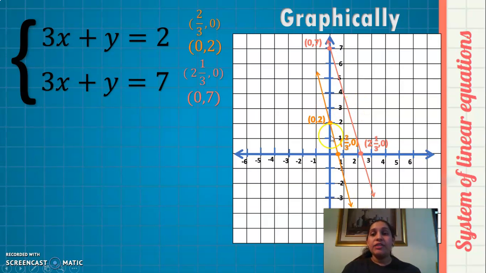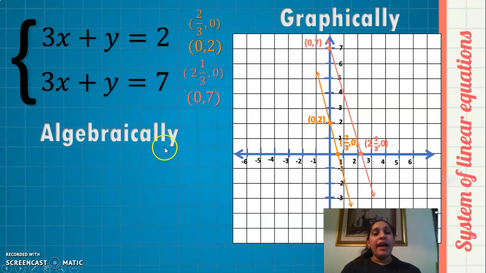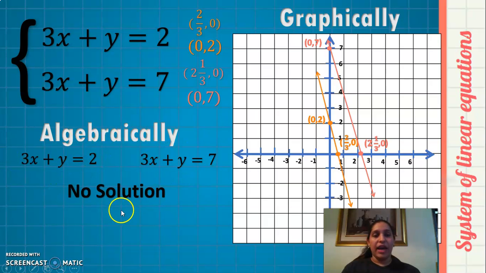As you can see, these two lines are parallel to each other. So this means there's no place where they connect. So this is a no solution. Now I'm going to solve it algebraically, but if there is no solution, how am I going to solve it? Well, I place my first and also my second equation, and I place no solution because I don't find a place where they intersect.